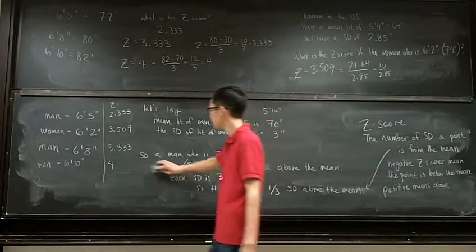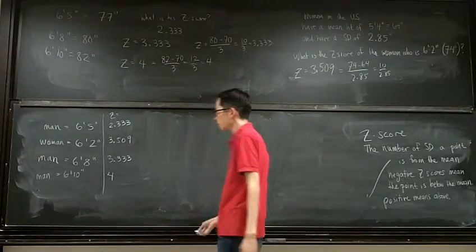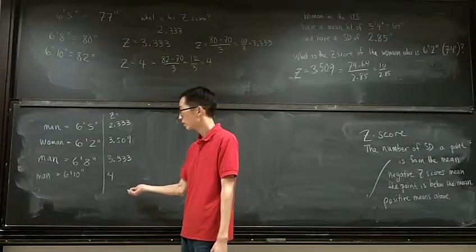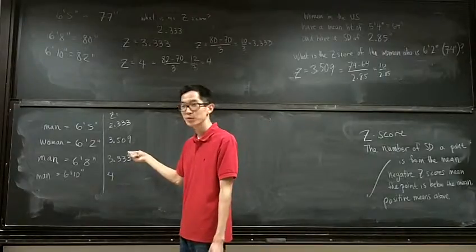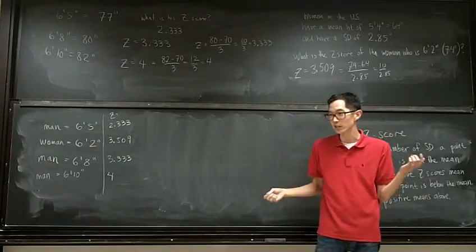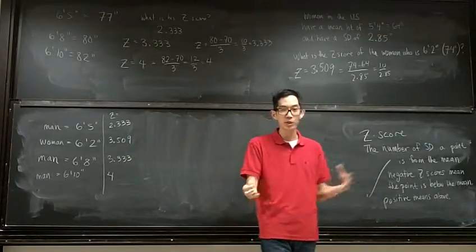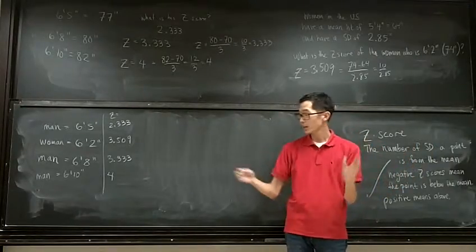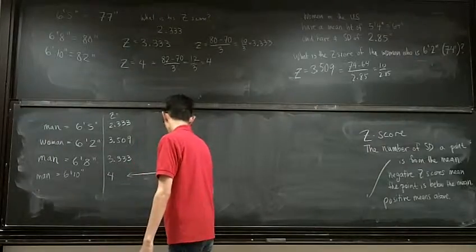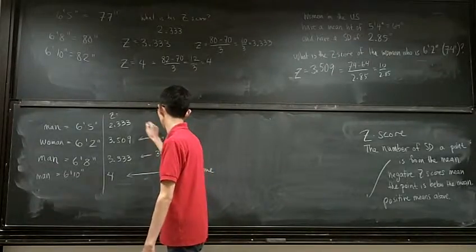So we can compare the z-scores and talk about what was most unusual. The most unusual is the man who's 6'10", followed by the woman who's 6'2", then the man who was 6'8", and least unusual was the man who's 6'5". That matches our intuitive sense of heights. This way we can compare people or items from different groups, as long as we know the standard deviation, which puts them on a similar scale. So this is the most extreme, then second, third, and least extreme.